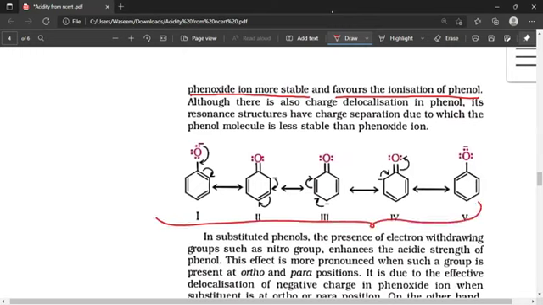So these two factors: first, it is bonded to sp2 carbon, and second, the conjugate base is highly stable due to the 5 resonating structures. The negative charge is delocalized, so it is highly stable.